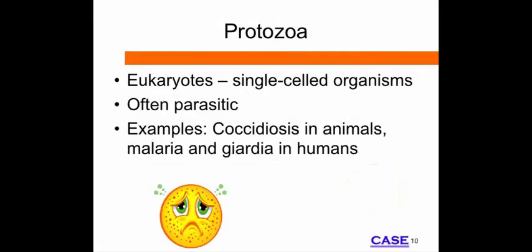Protozoa are single-celled eukaryotic organisms. Protozoa can live in many environments. Some are free-living while others are parasitic. Diseases caused by protozoa are effectively controlled with pharmaceuticals.